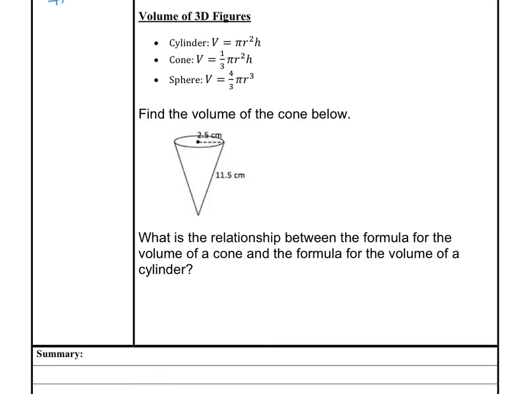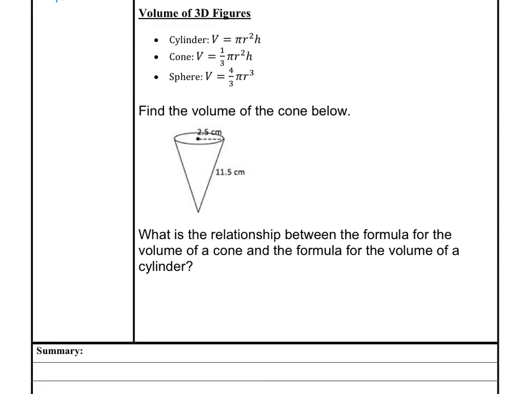You have your 3 volume formulas there that you're going to need: cylinder, cone, and sphere. We're going to find the volume of the cone below, so I need to use this middle formula. I'll write that down first. Looking at my cone, my radius is 2.5, which is from the middle of the circle to the outside, so half the circle. So here's my radius. My height is obviously the height of the cone.